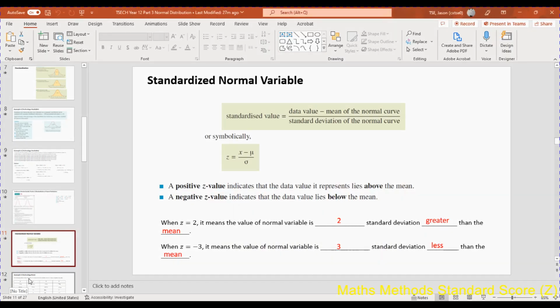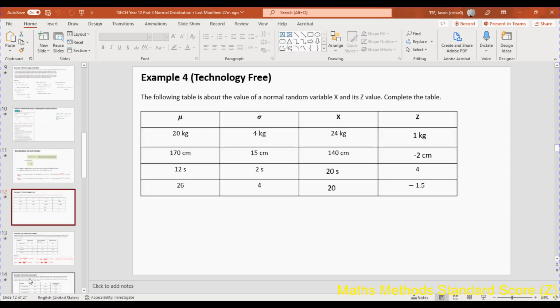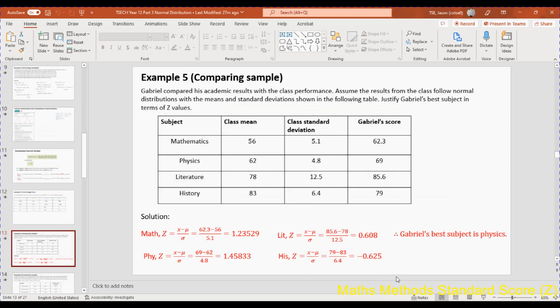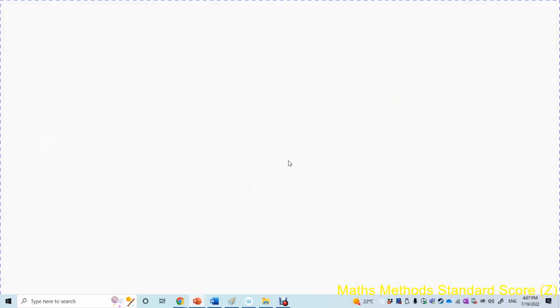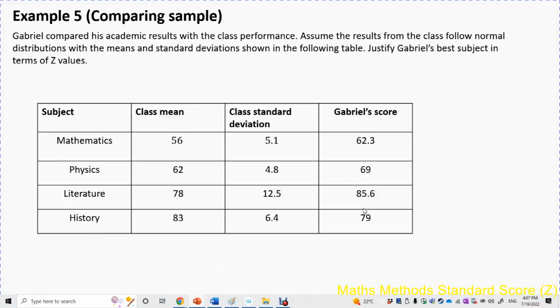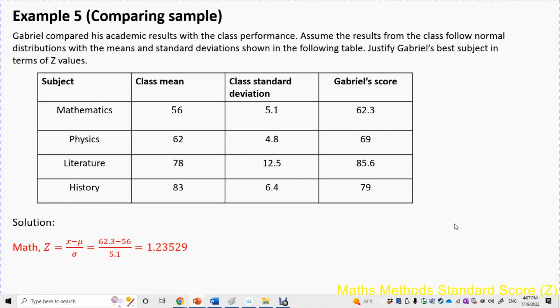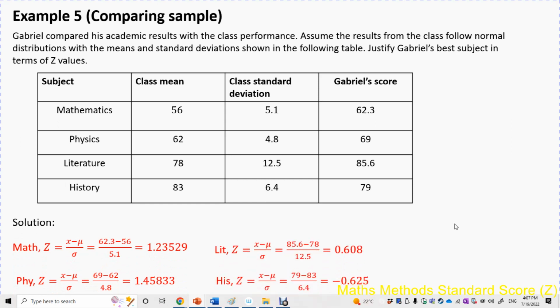So I just switch back to PowerPoint, so it's just easier for me. All right, so you can see just play slides. That's just my PowerPoint and the math, physics, literature, history.